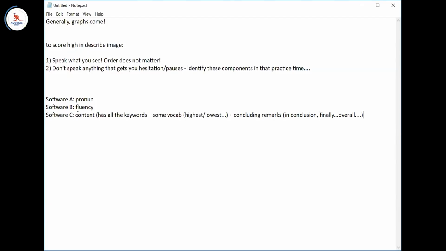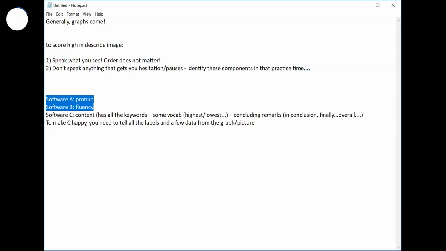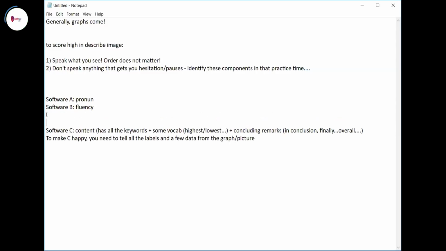To make C happy, you need to tell all the labels and a few data points from the graph or picture. C is taken care of. He is very happy. The problem is with these two labels. So I'll be checking these two. I'll take care of these and not this. I'll not take care of this. Why? Because it will automatically come.